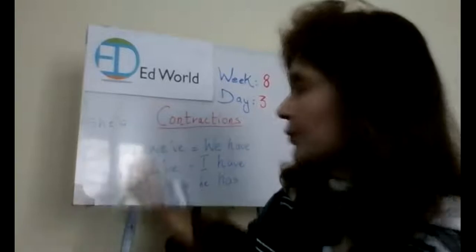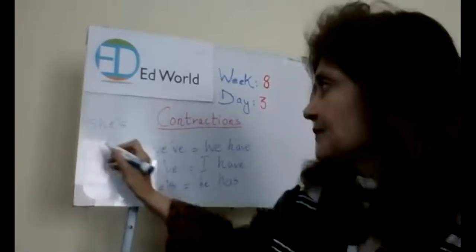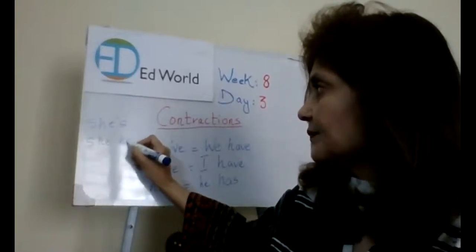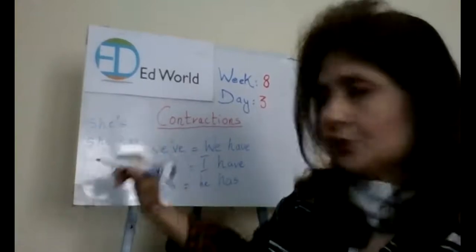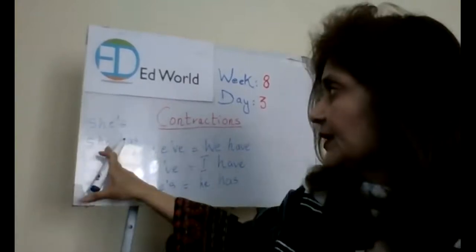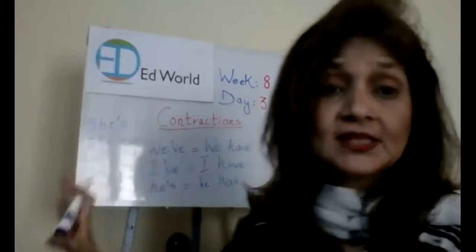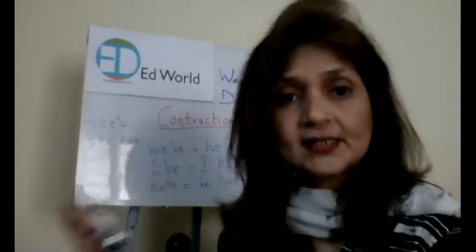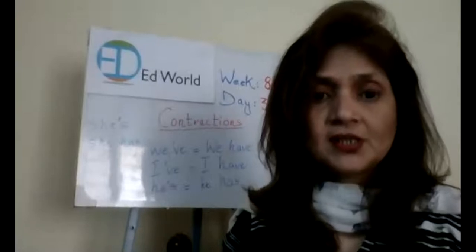"She's". Now, which words is this a contraction of? "She has". So you see here, you always write an apostrophe, you remove H and A, and just write down S. It looks like "he is", but it is not "he is", it is "he has". "She has". Okay? Do you understand what contractions are?